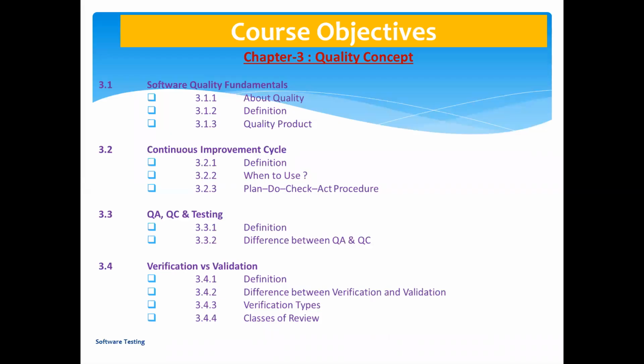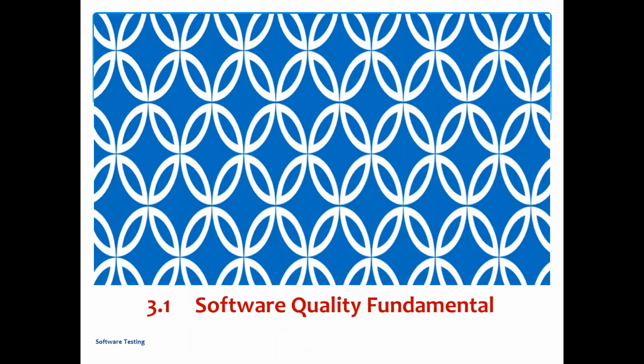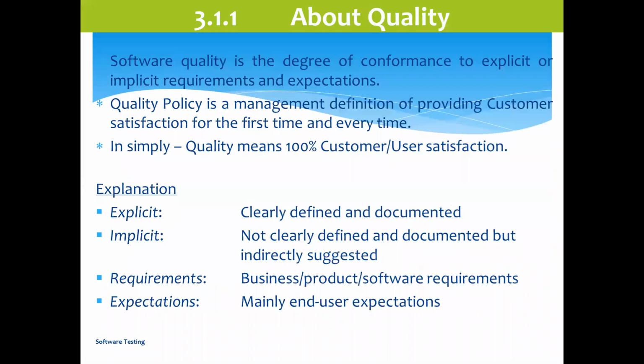So testing and quality are correlated. If you are doing good testing, then quality will be good. If you are doing bad testing, quality will be bad. Purely it depends on the testing team. Software quality fundamentals: what is quality? Software quality is the degree of conformance to explicit or implicit requirements and expectations. So what is quality? Quality is a degree.